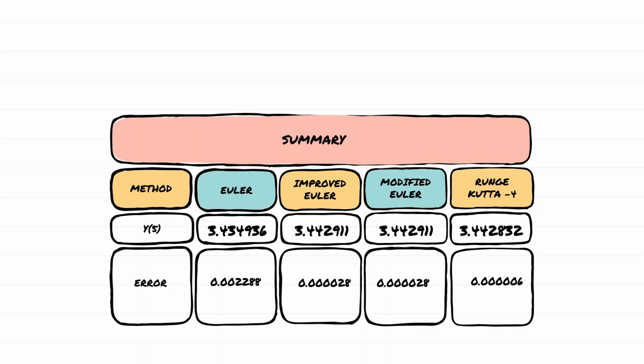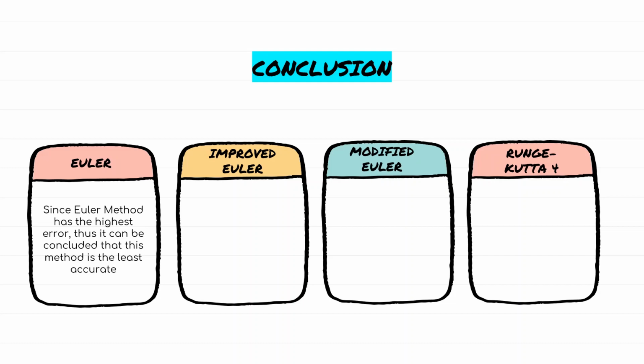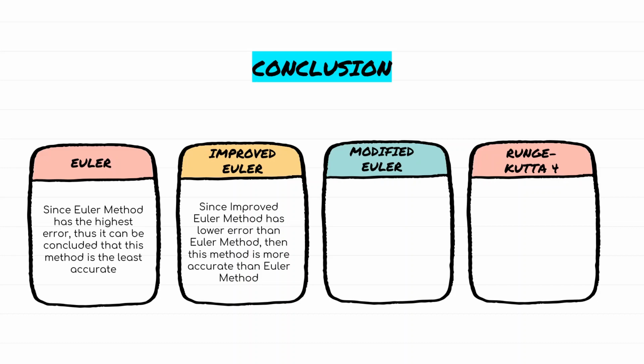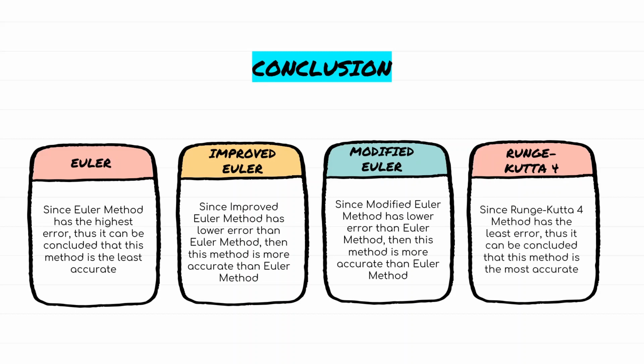So you can look at it. Here is the conclusion. Since the Euler method has the highest error, it can be concluded that this method is the least accurate. Since the improved Euler method has lower error than the Euler method, this method is more accurate than the Euler method. Since the modified Euler method has lower error than the Euler method, this method is more accurate than the Euler method too. And finally, since the Runge-Kutta 4 method has the least error, it can be concluded that this method is the most accurate.